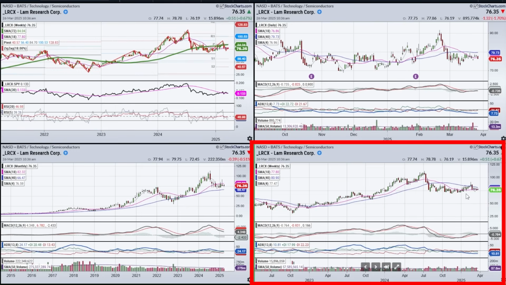LRCX, there's still pretty good support. I think this is trying to turn around. I just think it's early. I don't think we really need to be in a big hurry on this thing, to see if this can hold and then turn itself back up through these two moving averages.